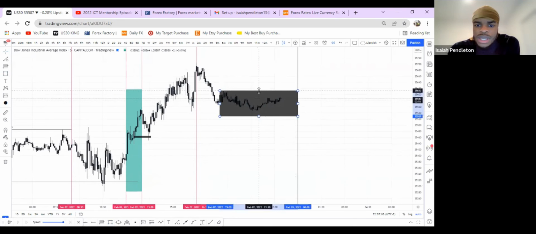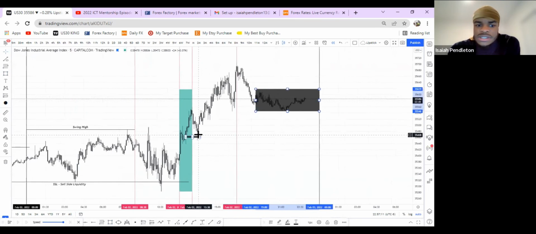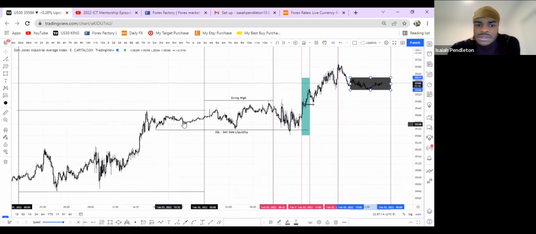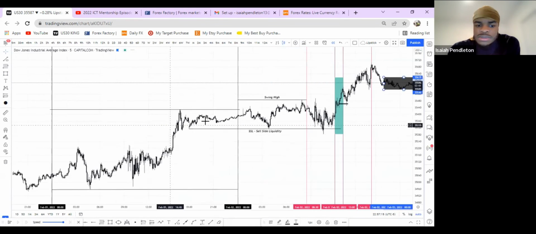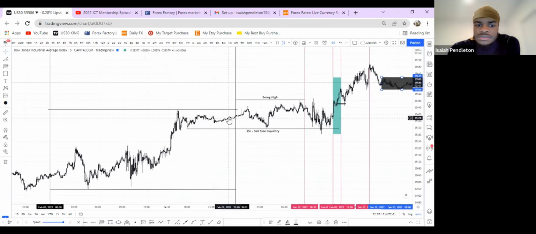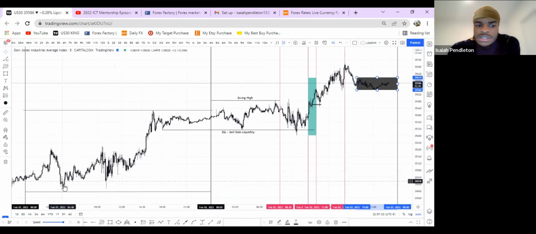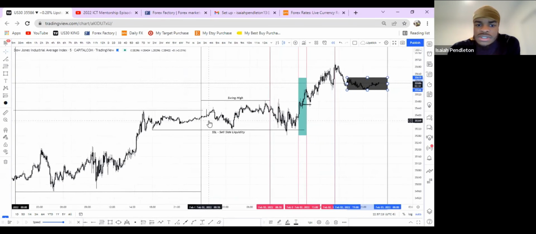And figure out which Asian pattern is going to occur. But distribution is happening right now. So it's like the same patterns that happened yesterday. Price comes down, goes up for the high, and then comes down and then stops and starts consolidating.